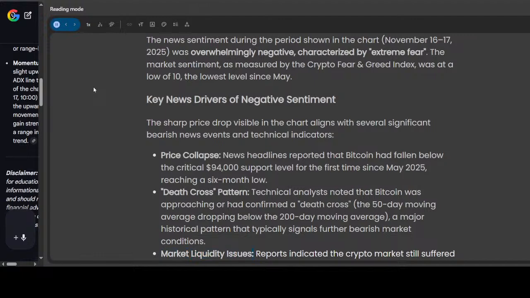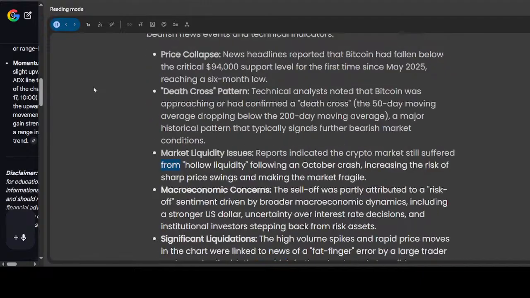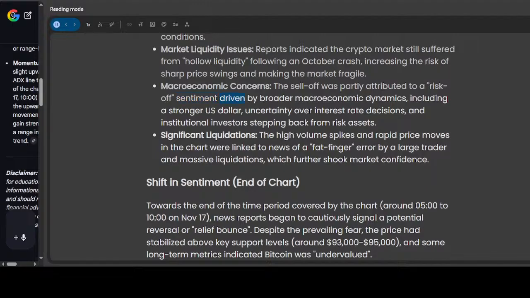Market liquidity issues. Reports indicated the crypto market still suffered from hollow liquidity following an October crash, increasing the risk of sharp price swings and making the market fragile. Macroeconomic concerns. The sell-off was partly attributed to a risk-off sentiment driven by broader macroeconomic dynamics, including a stronger US dollar, uncertainty over interest rate decisions, and institutional investors stepping back from risk assets. Significant liquidations. The high volume spikes and rapid price moves in the chart were linked to news of a fat finger error by a large trader and massive liquidations, which further shook market confidence.